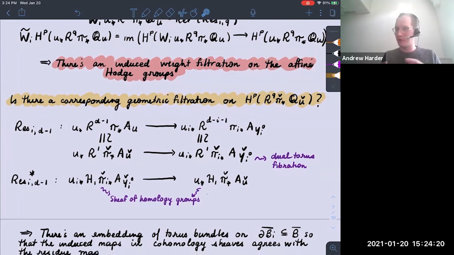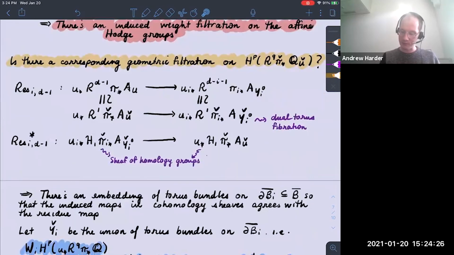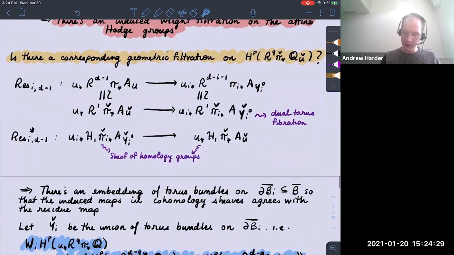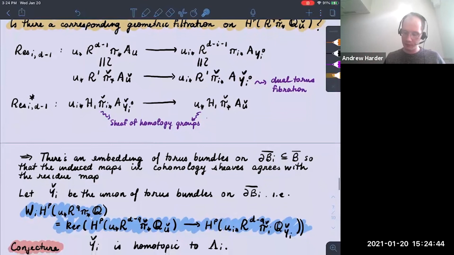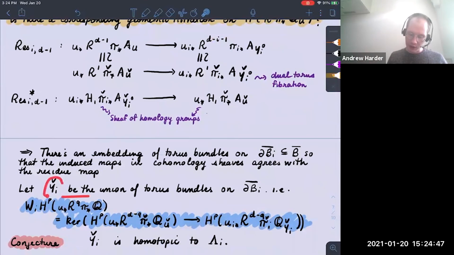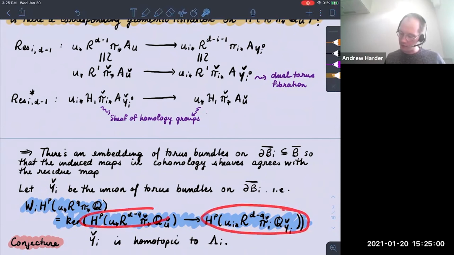But if you just worry about the smooth part, you can just push forward, and you get this torus bundle on the boundary. And what you can deduce from this is that we have an embedding of torus bundles living on pieces of this boundary so that the induced maps in cohomology sheaves agree with the residue map. Okay, so if these maps are dual to the residue map, then if I let Y_i check be the union of these torus bundles, the weight filtration is equal to the kernel of this restriction map in the dual to some cohomology sheaves of a torus bundle in the boundary.